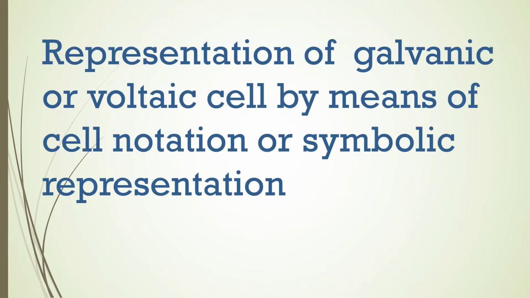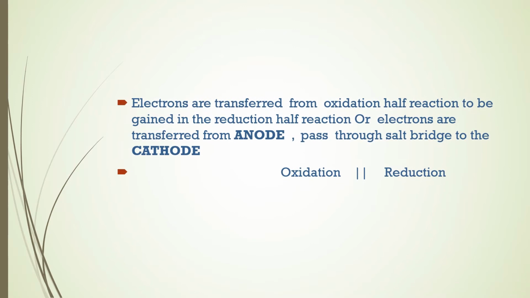The topic for today is the representation of a galvanic cell or voltaic cell by means of cell notation or symbolic representation, and also how to calculate the cell potential of the galvanic cell. Electrons are transferred from the oxidation half reaction to be gained in the reduction half reaction, or electrons are transferred from the anode, pass through the salt bridge to the cathode.